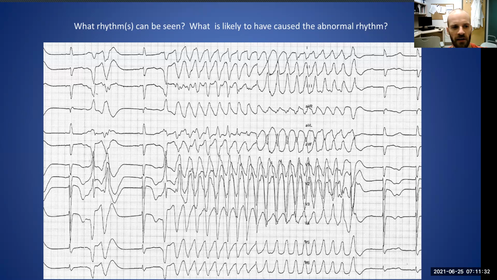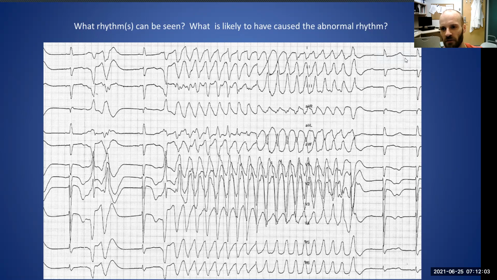All right. So to give you a clue on this one, look at the last beat on this strip. Look at the intervals on that strip, and tell me if there are any clues on that last beat as to what might be going on. Is there anything abnormal about this last beat? Look at that QT interval. So we've got a long QT. Yeah, absolutely.